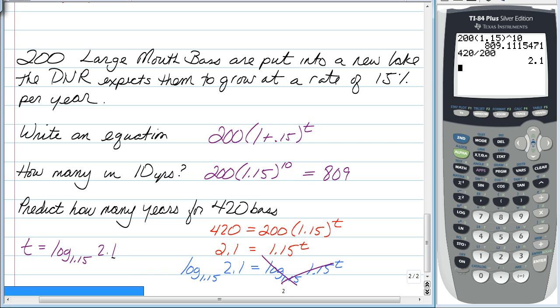Good thing I taught you how to use your calculator to do that, because now you just type it in the calculator. Log 2.1 divided by the log of the base 1.15, and click enter, and you find out that it's approximately 5.3 years till you have 420 bass. Now, of course, you can still use your graphing calculator to find the intersection, but if you don't want to, you can just use logs.